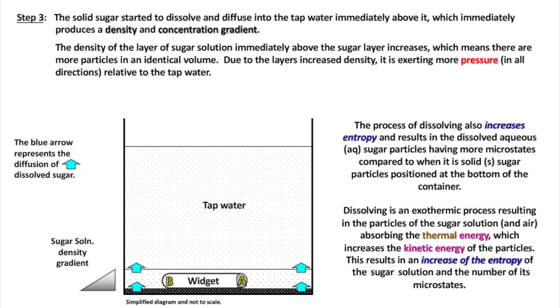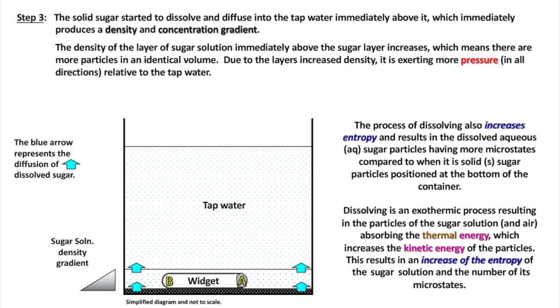Step 3. The solid sugar started to dissolve and diffuse into the tap water immediately above it, which immediately produces a density and concentration gradient. The density of the layer of sugar solution immediately above the sugar layer increases, which means there are more particles in an identical volume. Due to the layer's increased density, it is exerting more pressure in all directions relative to the tap water. The process of dissolving also increases entropy and results in the dissolved aqueous sugar particles having more microstates compared to when they are solid sugar particles positioned at the bottom of the container.